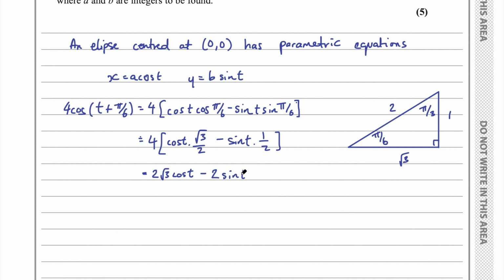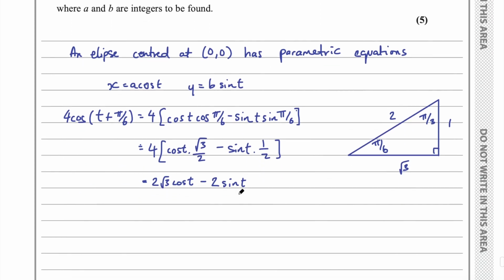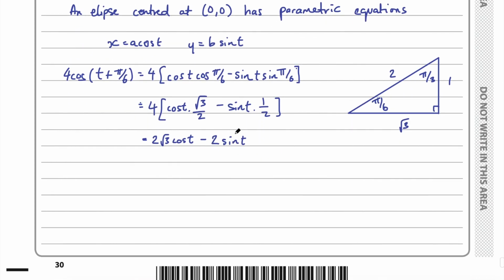And now you might notice something. Go back to the original equations. y equals 2 sine of t. So here in this expression, we have y, right? So right here is the function for y. And remember, all of this was the function for x. So we can say x equals 2 root 3 cosine of t take y. So therefore, x plus y equals 2 root 3 cosine t.